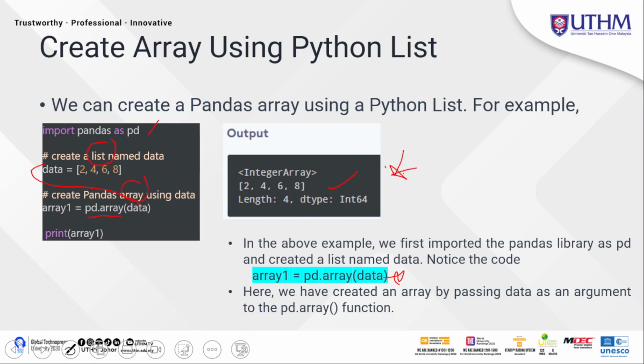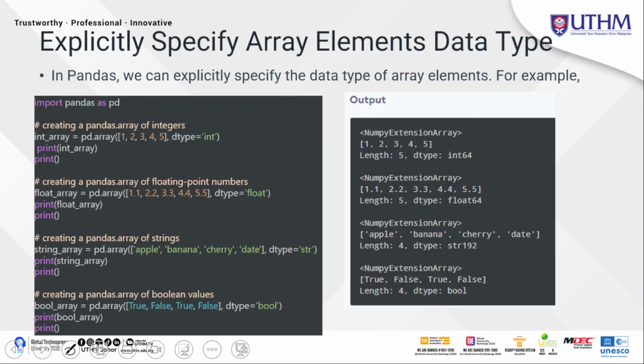Okay, as the previous one. Explicitly specify array elements data type. So you can explicitly, which means separately, specify the data type for each array element in your code.